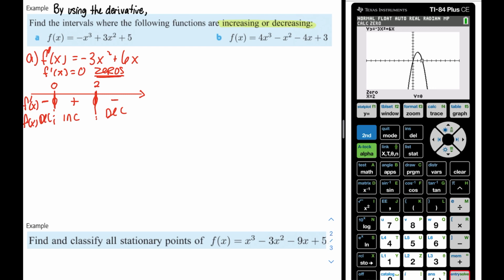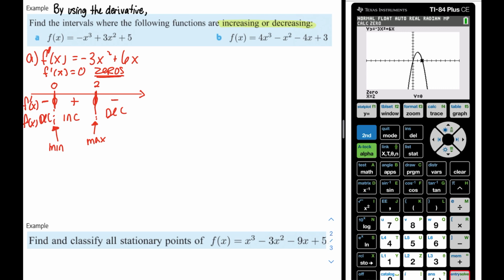Since I know that I'm going to be decreasing and then increasing, this is going to be a minimum point at 0. And then for 2, I'm going to be increasing and then decreasing. Therefore, I'm going to have a maximum point at 2.